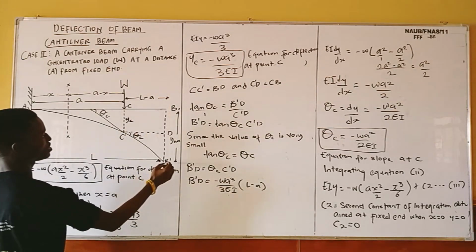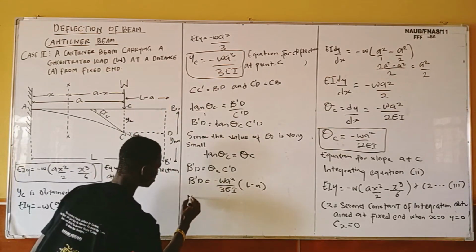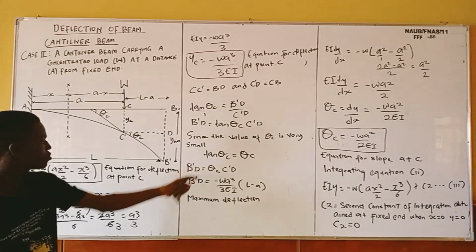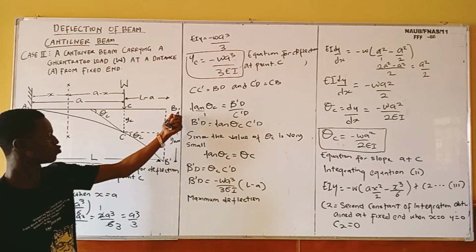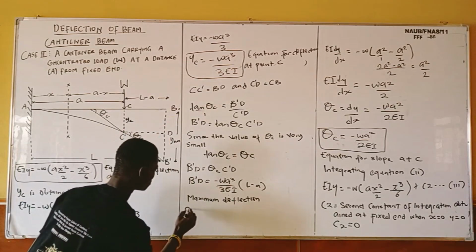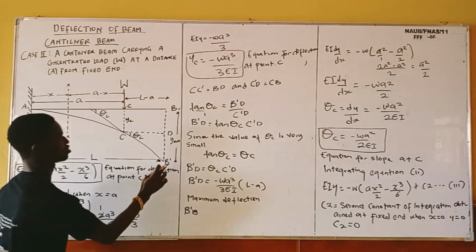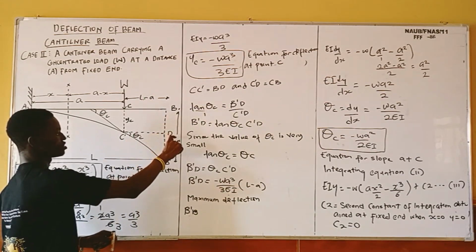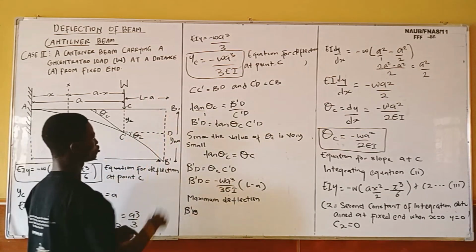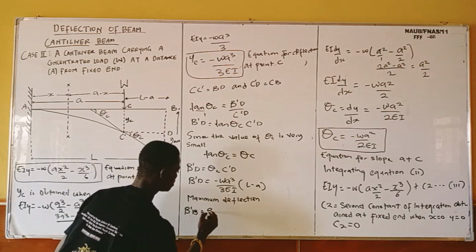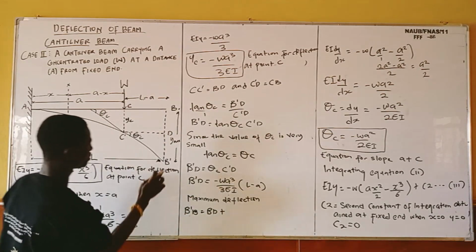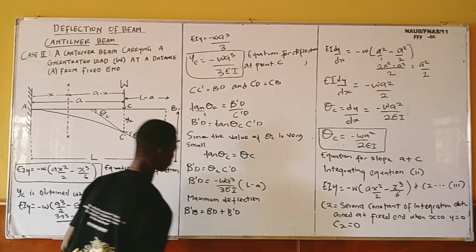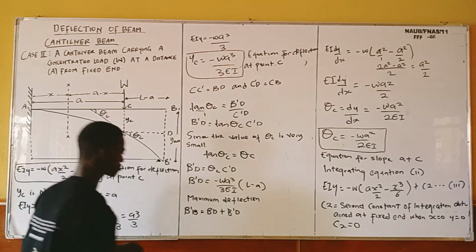So for me to have my maximum deflection now, which is B prime D. So my maximum deflection is from B prime towards B. B prime to B, this is my maximum deflection, which is going to be BD plus D B prime. So I'm going to have equals BD plus B prime D.